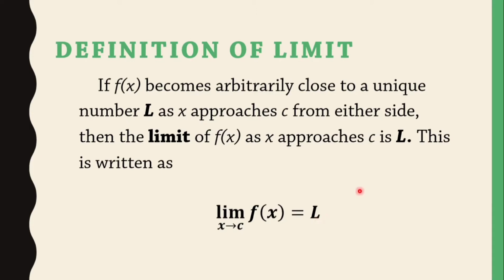We refer to this as the two-sided limit. It only exists if both one-sided limits exist and are the same. That is, f of x approaches the same value as x approaches the given value from both the left and the right side. Now, to understand this better, let us have here an example.